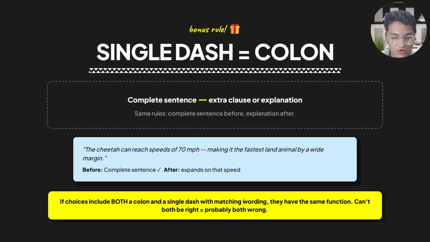Now, if both of these choices function exactly the same, that means if they both pop up with the same exact context, the same exact words, then on the SAT, they both can't be right, which means they both are probably wrong. It's the same as the period and semicolon rule.